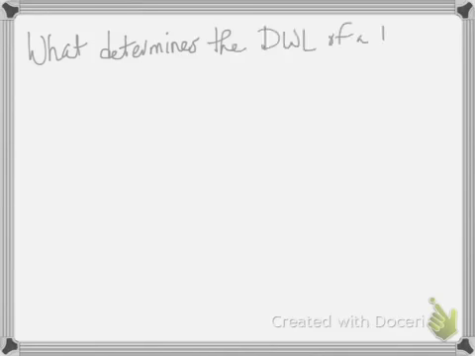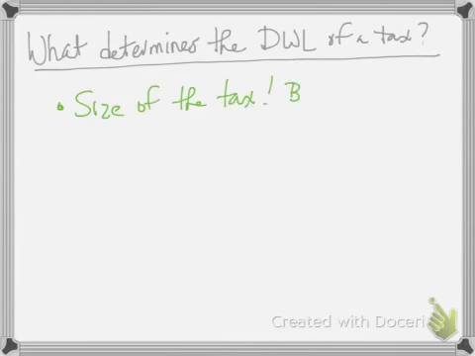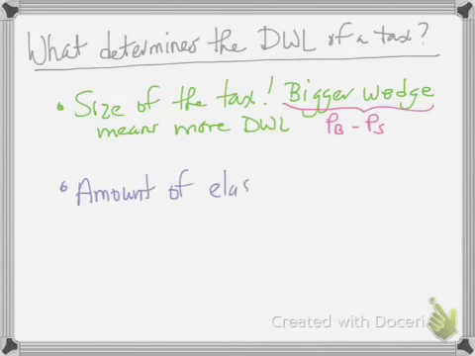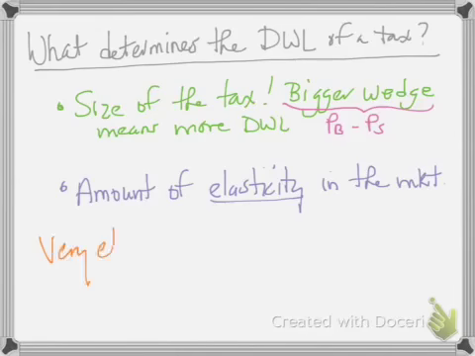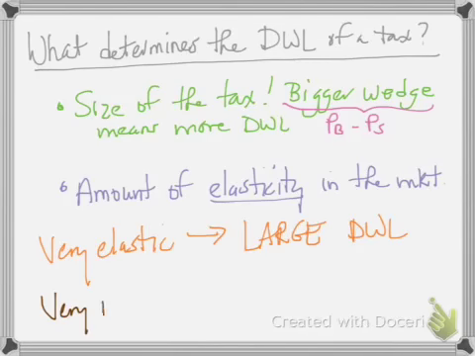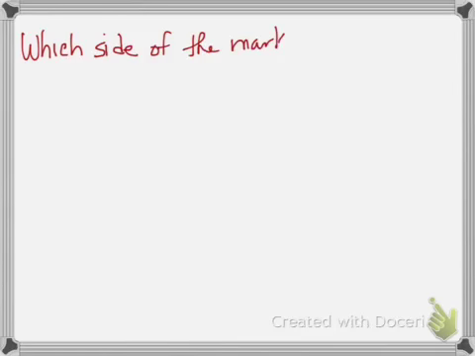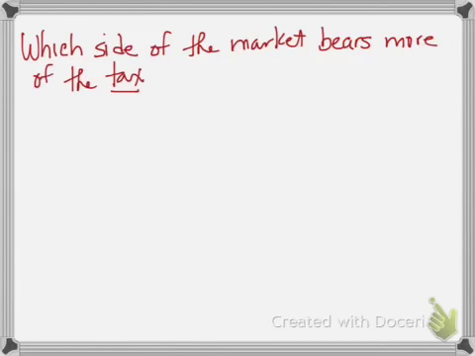So what determines the deadweight loss of a tax? Well, it's really two things. One, it's the size of the tax. So a bigger tax per unit, a bigger wedge, a bigger gap between PB and PS creates more deadweight loss. It's also based on the amount of elasticity in the market. When there's a lot of elasticity, really flat curves, we have a large deadweight loss. And when we have very inelastic curves, so very steep supply and demand curves, we have a smaller amount of deadweight loss.